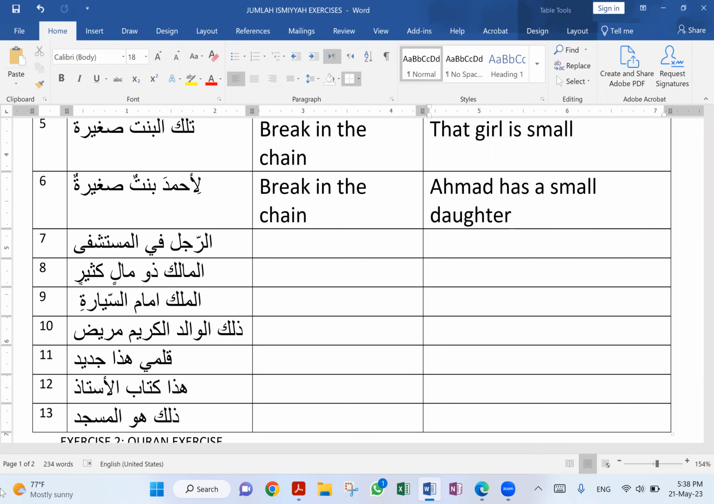So not only that, if I say li qalamun, you will say I have a pen. Or lahu bintun. How would you translate that? Lahu. For him is the pen. He has a daughter.